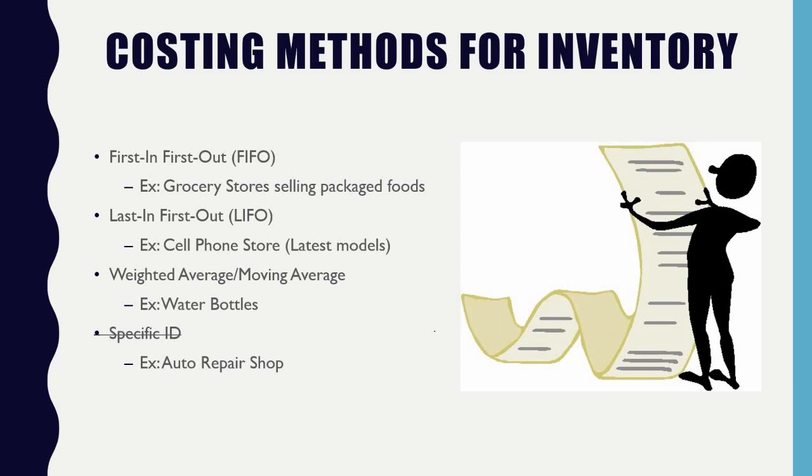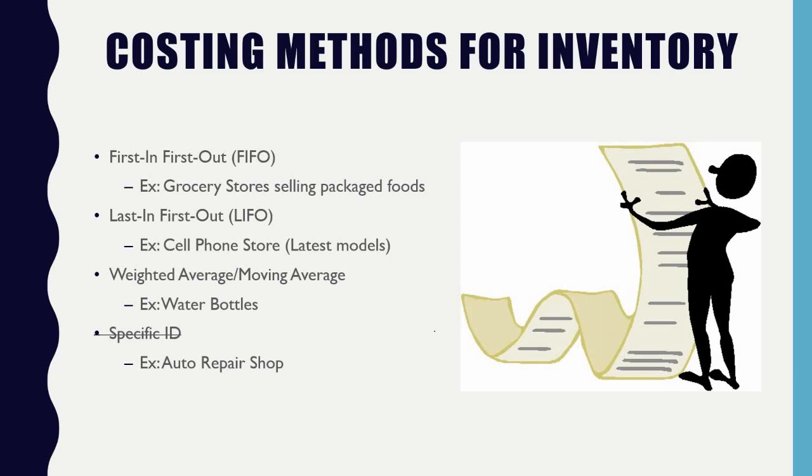So in this case, we have periodic and perpetual, FIFO, LIFO, and some kind of average. When we're looking at perpetual, it's the same idea. However, because we're constantly updating our inventory at the same time, we have to keep really crucial track, and this is where you can make mistakes very easily, okay?